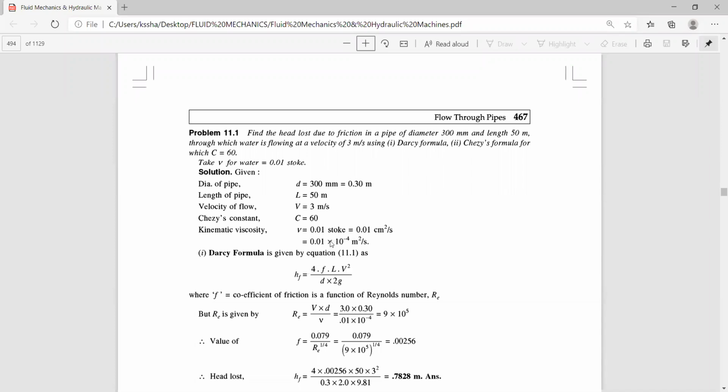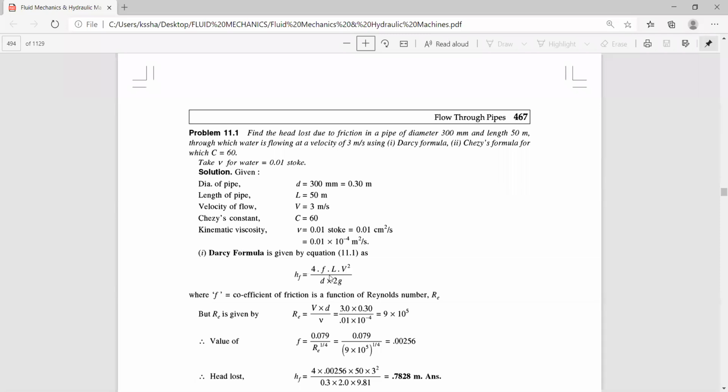So how to convert Stoke to meter square per second? Multiply by 10 raised to minus 4. So 0.01 into 10 raised to minus 4 meter square per second. Now Darcy's formula is given by hf is equal to 4 f L V square by D into 2g. This you have to remember.